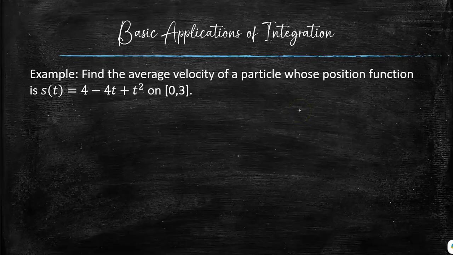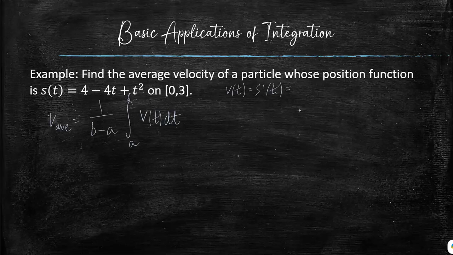First of all, we have to acknowledge that the average velocity will be 1 over b minus a, integral from a to b of the velocity function. So we're given position, we're not given velocity, but we can use calculus to find the velocity as the derivative of the position. So the position is given, and the derivative will be -4 plus 2t. And now to find the average velocity on the interval from 0 to 3, we simply apply the formula. 1 over 3 minus 0, integral from 0 to 3 of -4 plus 2t dt.